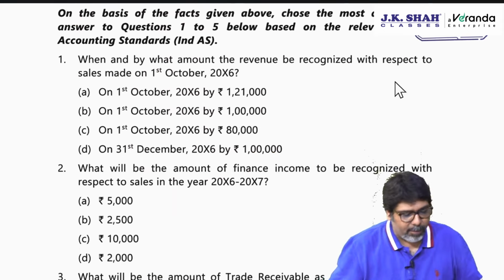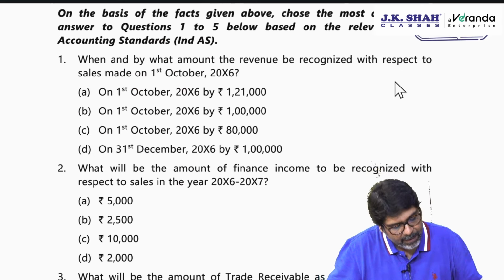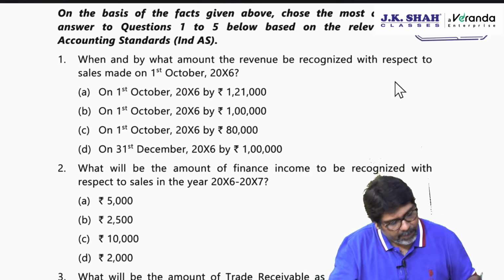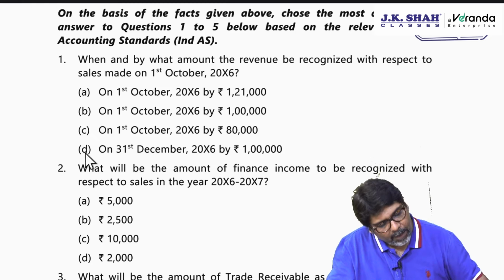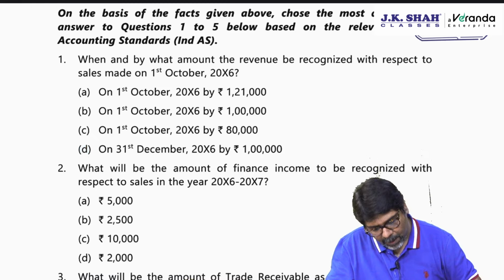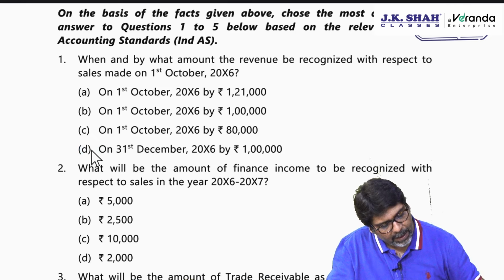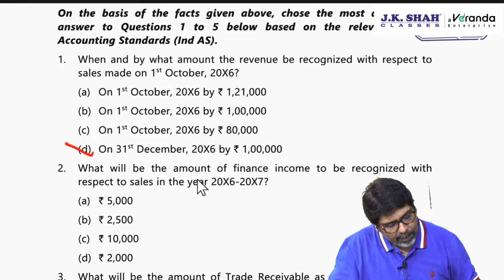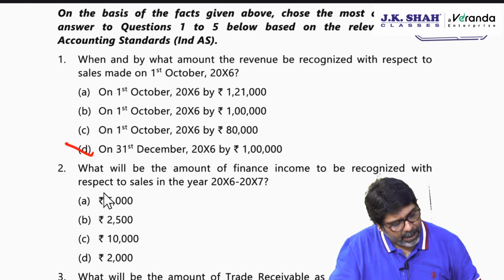When and by what amount will the revenue be recognized with respect to sales on 1st October? When? 31st December, and how much? 1 lakh revenue. On 31st December they can recognize the revenue of 1 lakh. Correct?